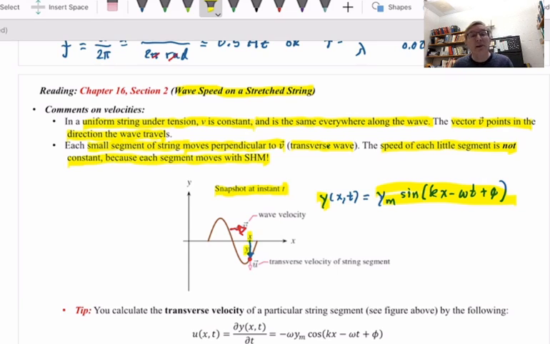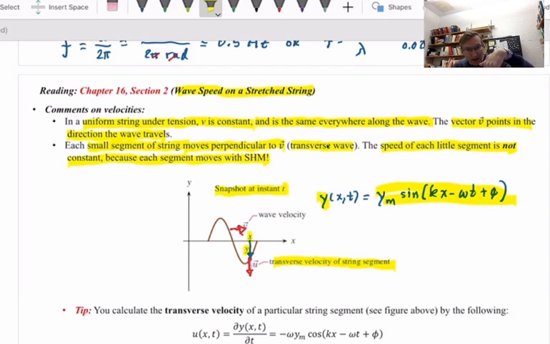But that little piece of string, at the moment we took the snapshot, was moving, so it has a velocity. This velocity happens to be straight down. That's this red arrow right here. It's not the same thing as the velocity of the wave. The velocity of the wave is to the right, denoted by the symbol v arrow. The velocity of this one little segment of rope happens to be straight down in the negative y direction in this case.